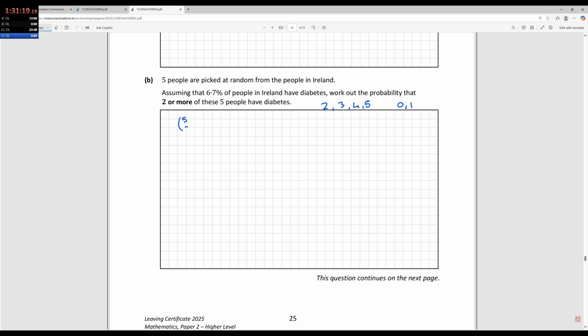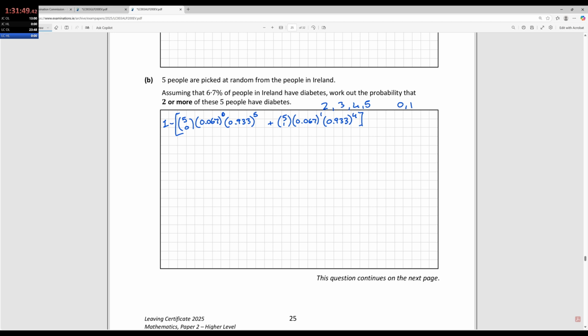So that would be 5 choose 0, 0.067 to the power of 0, which is what I meant to do. And then this would be 0.933 to the power of 5. Then I'm going to add it to 5 choose 1, which is 0.067 to the power of 1, 0.933 to the power of 4, and I'm going to do 1 minus all of that, because we want the opposite.